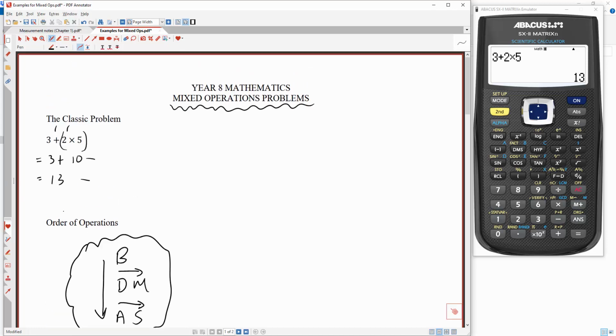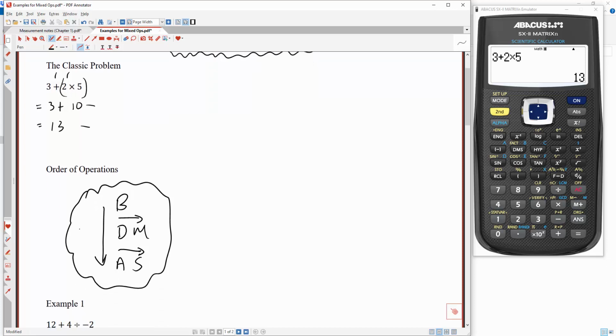So for your notes, what I'm going to get you to do is write the heading mixed operation problems, have a heading order of operations, and pop this in, where you might want to define B as brackets, D and M as division or multiplication, and AS as addition or subtraction.